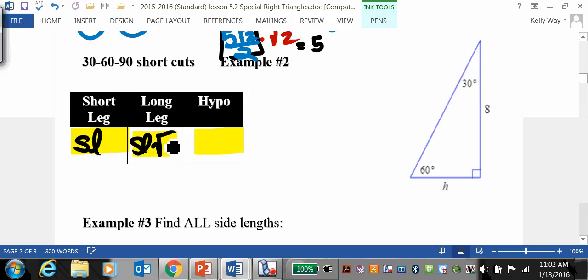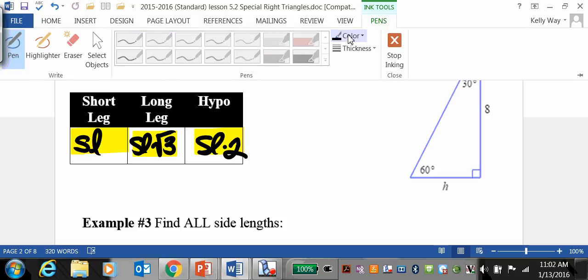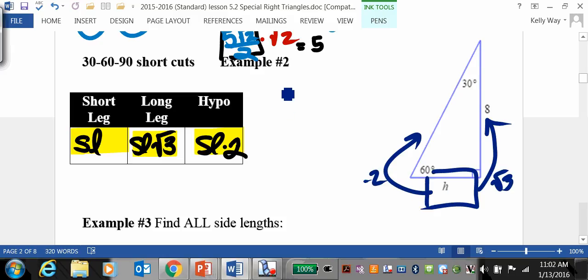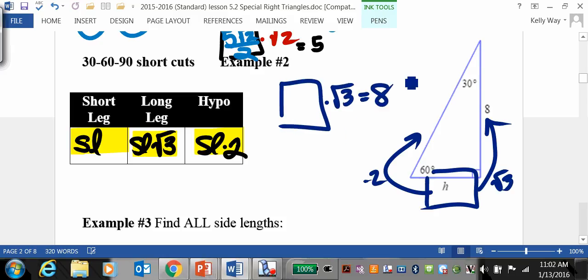30, 60, 90. Short leg, short leg root 3, short leg times 2. Grand. Ready? Let's start here with our short leg. There's our short leg. To go to the long leg, it's times by root 3. To go to the hypo, it's times by 2. There's a big problem there. We don't have the short leg. It looks like this. Something times root 3 is 8. Backtrack, go. Something times root 3 is 8.